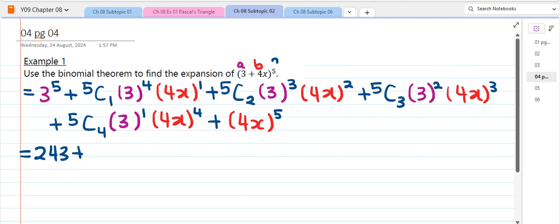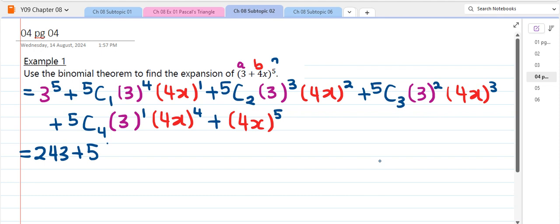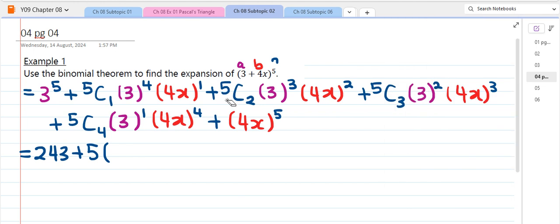My biggest advice for all students is to figure out the numbers before multiplying them all together. So 5C1 is a 5. I will still put the brackets in, but I will evaluate them individually. Here, 3 to the power of 4 is 81. So 5 times 81, and 4x to the power of 1 is still 4x. That's the second term.